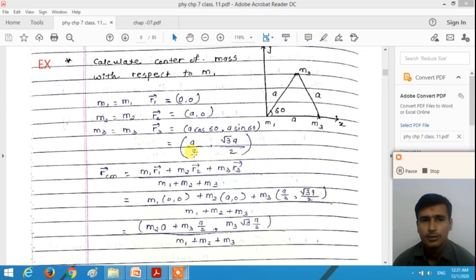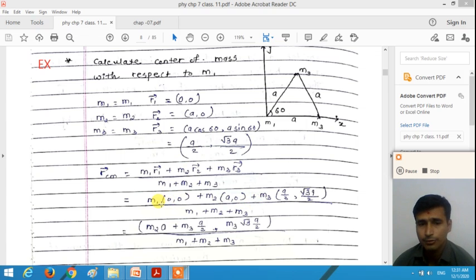Understand? Now the masses are given and you have found the position vectors. Now put in the formula of the center of mass. The center of mass R_CM is equal to m1 r1 plus m2 r2 plus m3 r3 divided by m1 plus m2 plus m3. Now put in the values: m1 (0, 0) plus m2 (a, 0) plus m3 (a by 2, root 3 a by 2). Now multiply m1, m2, m3 inside the vectors, we get m1 0, m2 0, right?